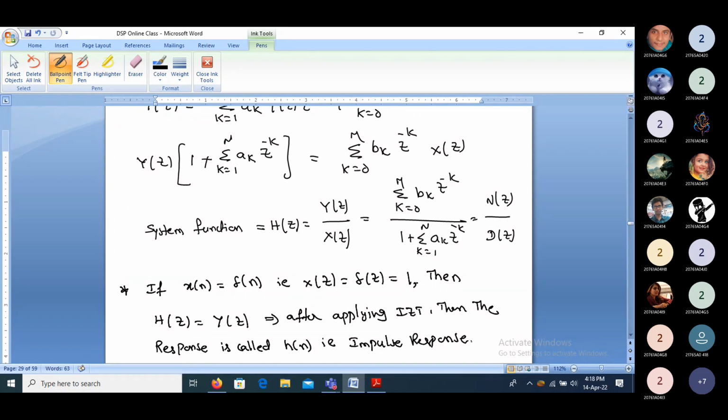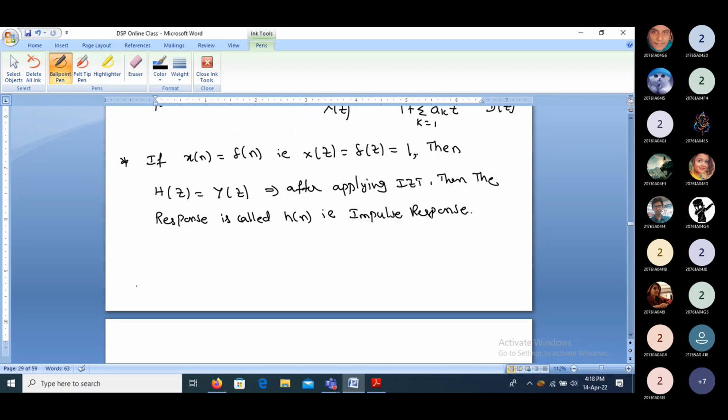Impulse response, because here the input is x of n equal to delta of n, so its corresponding response is called the impulse response. Suppose we apply x of n equal to u of n, which is nothing but a step signal, then the corresponding system response is called the step response.